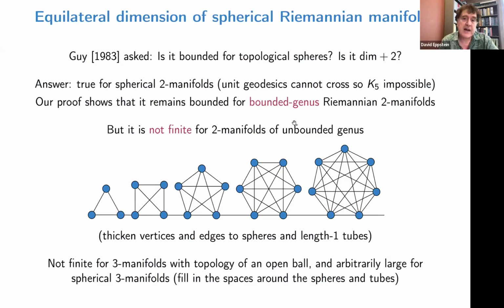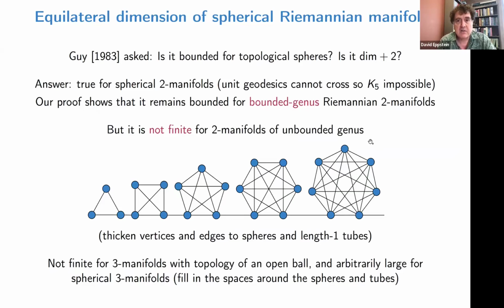You cannot find 5 because unit length geodesics cannot cross each other in a Riemannian metric. If 2 curves of unit distance crossed each other, you could shortcut the curves near the crossing. So the equilateral dimension of a topological sphere is 4, the dimension of the surface plus 2. And Guy asked, is that true in higher dimensions?